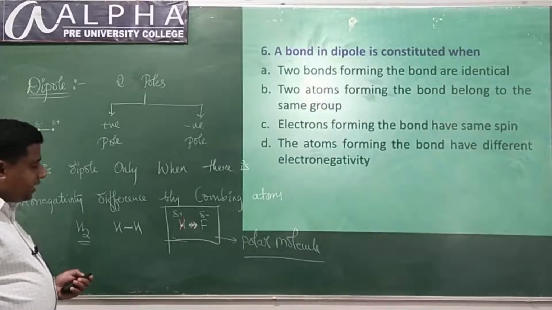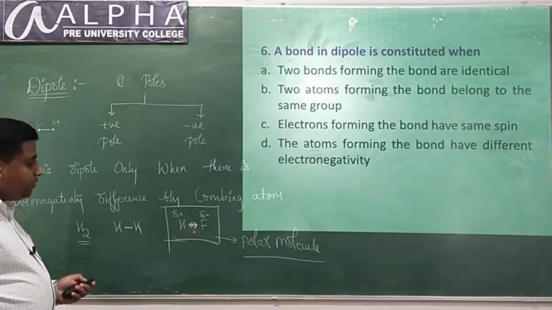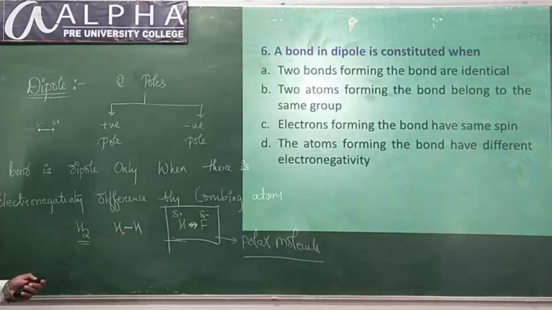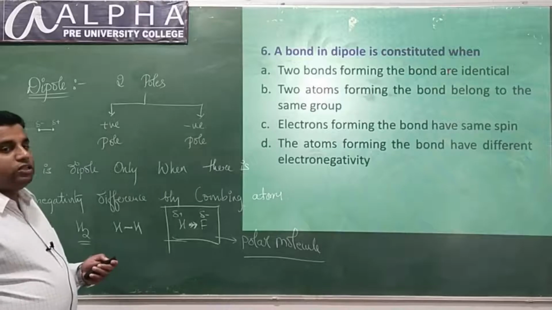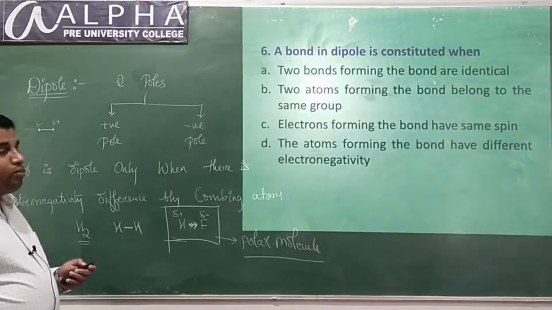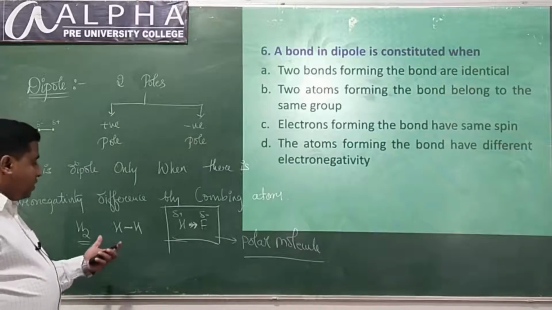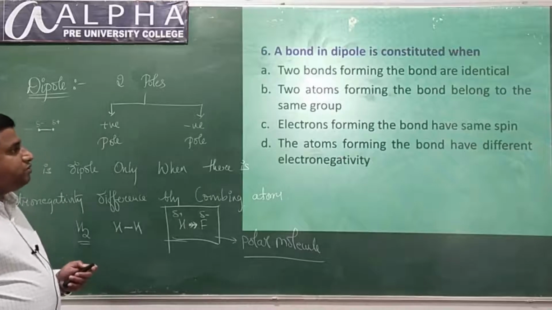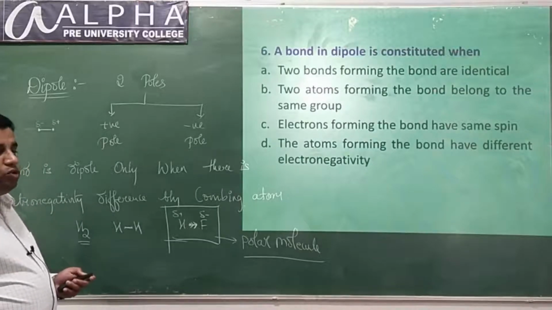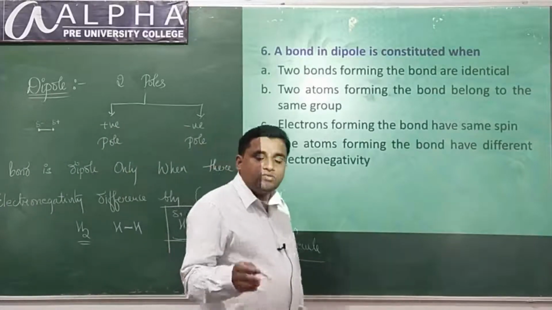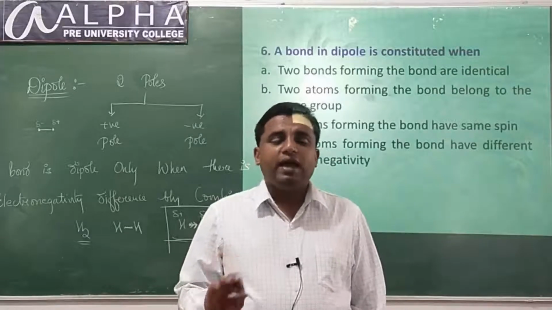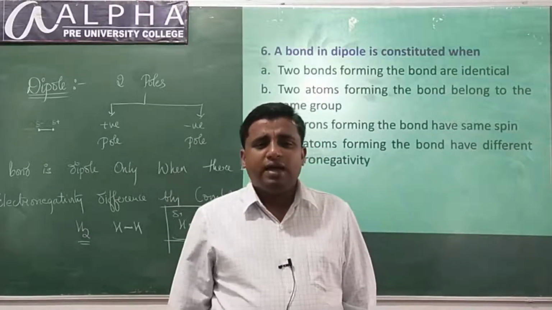If there is an electronegativity difference between the combining atoms or between the bonded atoms. If the two atoms are identical, is there any dipole in this molecule? No. So a bond dipole is constituted when the two atoms forming the bond are identical? No, it can never be. If the two atoms are identical, then the bond can never be dipole. If the two atoms forming the bond belong to the same group, then there will be no big electronegativity difference.